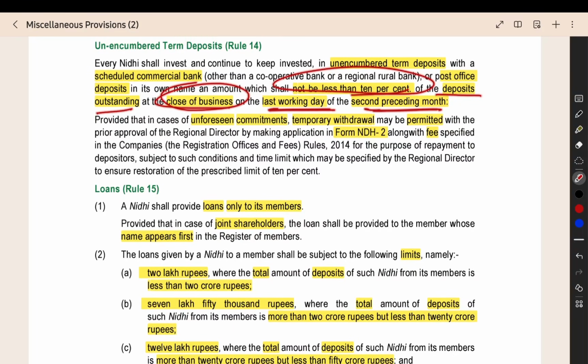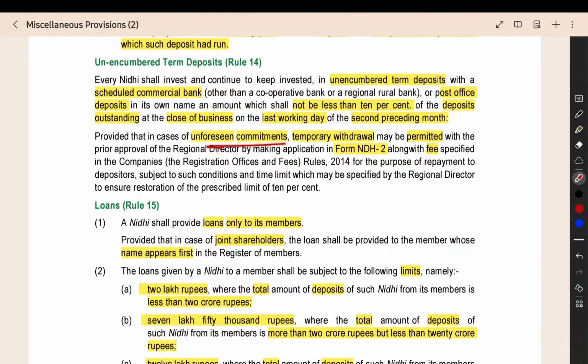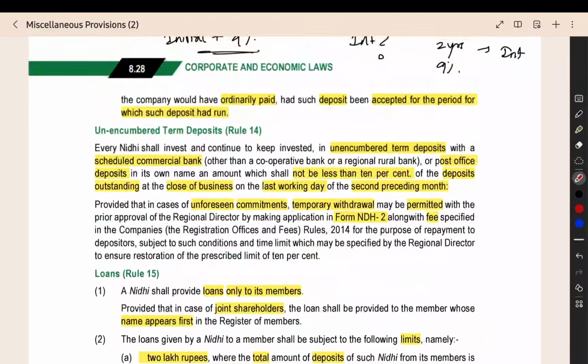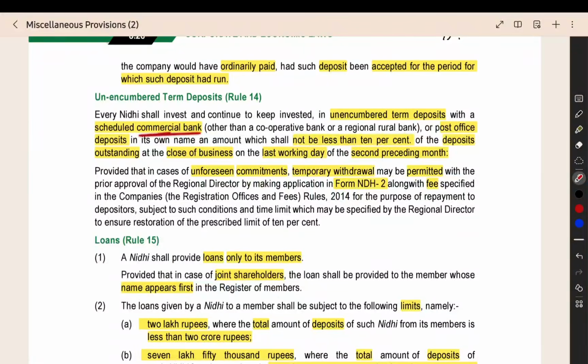In that, 10%. So, if you have an unforeseen commitment and want to immediately withdraw some money to repay the depositor, you have to make an application to the regional director in this form along with the fees, and only after that can you withdraw from that account, from that term deposit. This term deposit you have to maintain with a scheduled commercial bank and it should be unencumbered. What is the meaning of unencumbered?